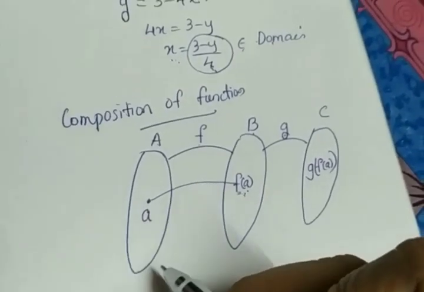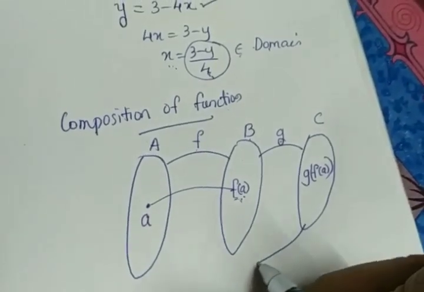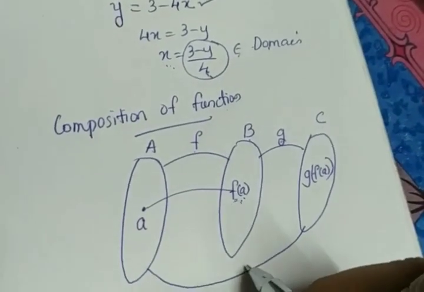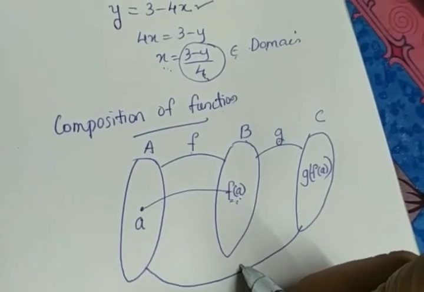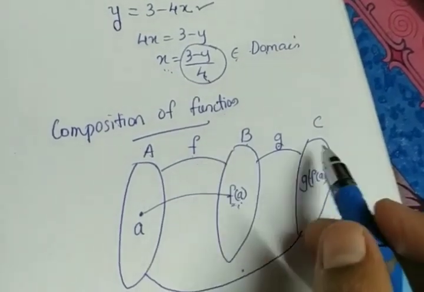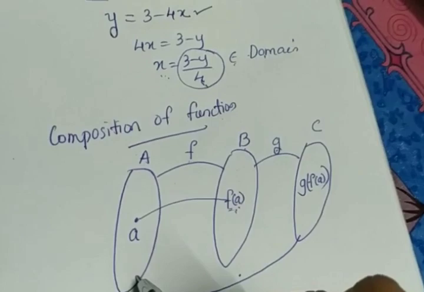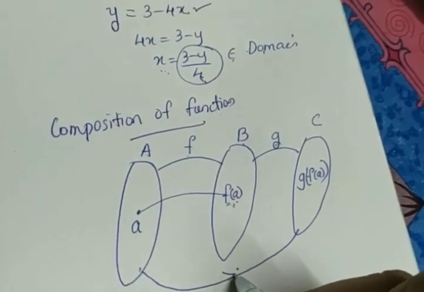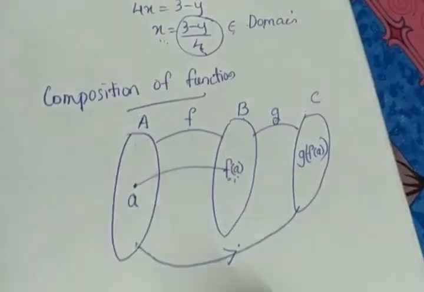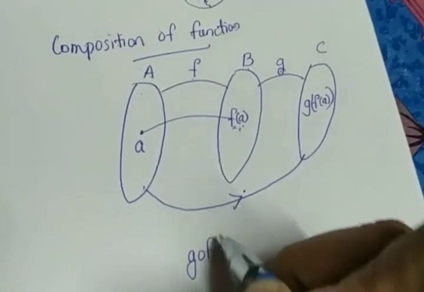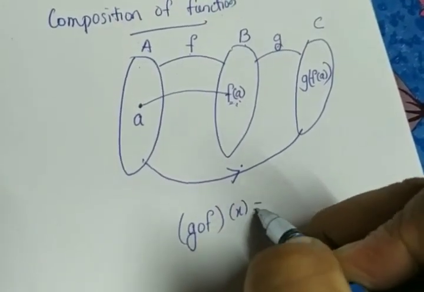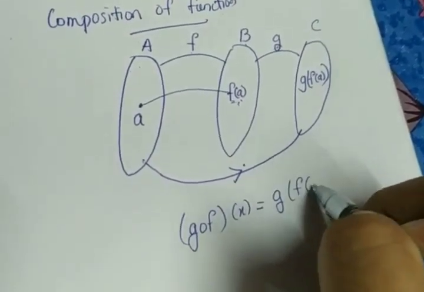Okay, composition function. If I am defining the composition function from C to A, the composition function is f composite g. Otherwise, if I want to define a function from A to C, the composition is g composite f. If I want to write g composite f of x, g composite f of x is defined as g of f of x.